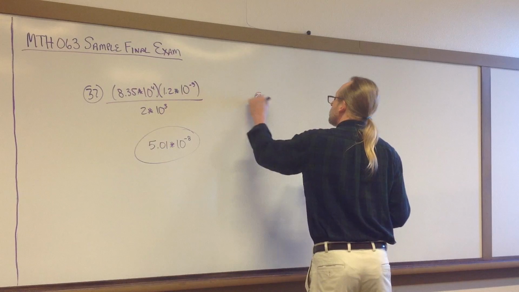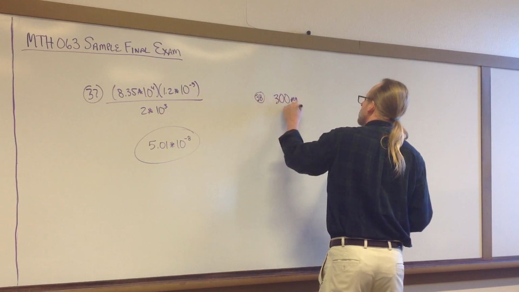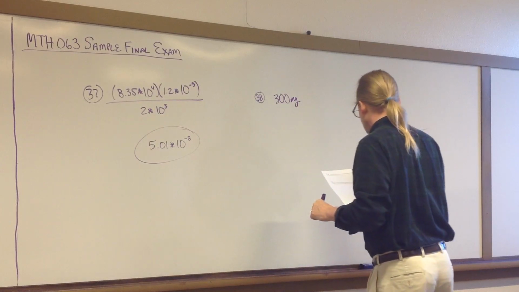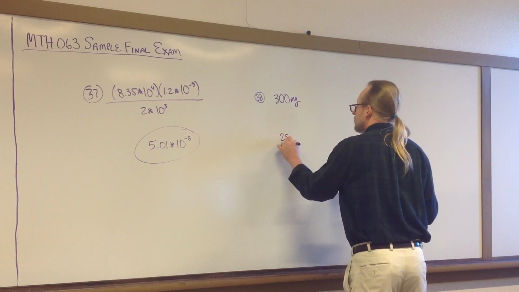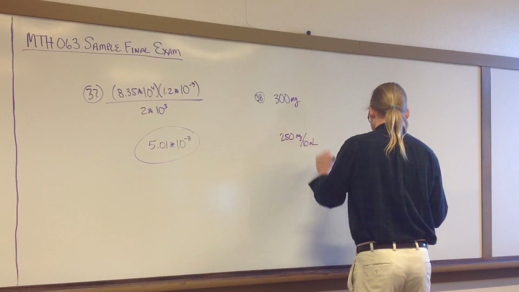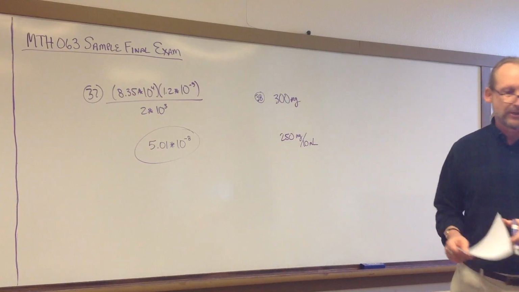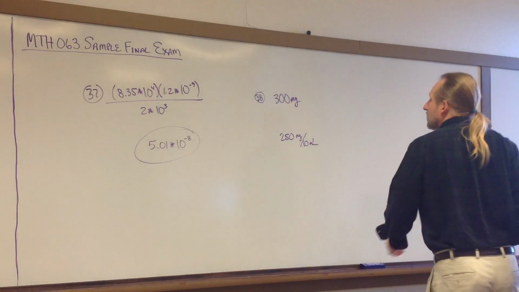Problem 38. Patient requires 300 milligrams of aminophylline. It is available as 250 milligrams in 10 milliliters. How many milliliters should be administered? This is a pretty straight ahead proportion, okay?